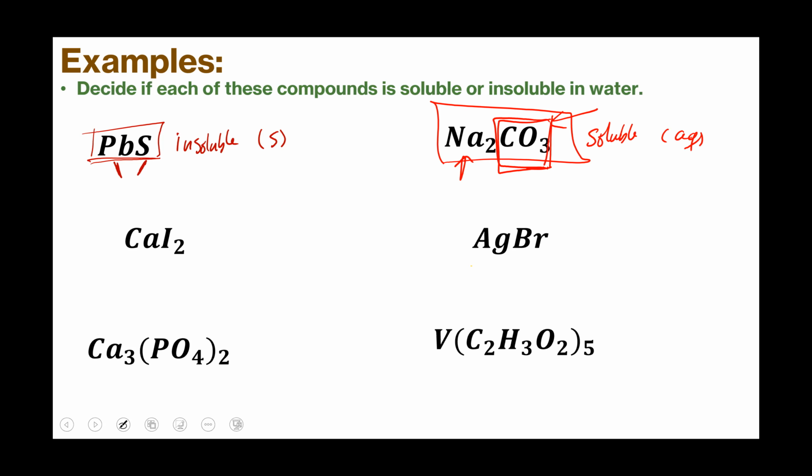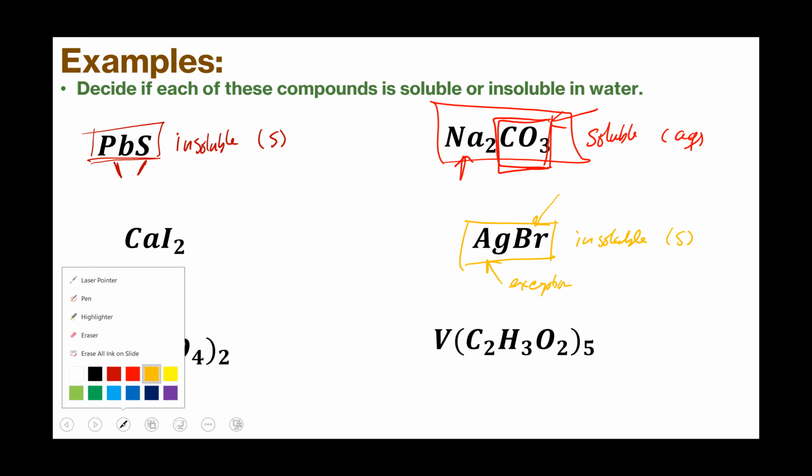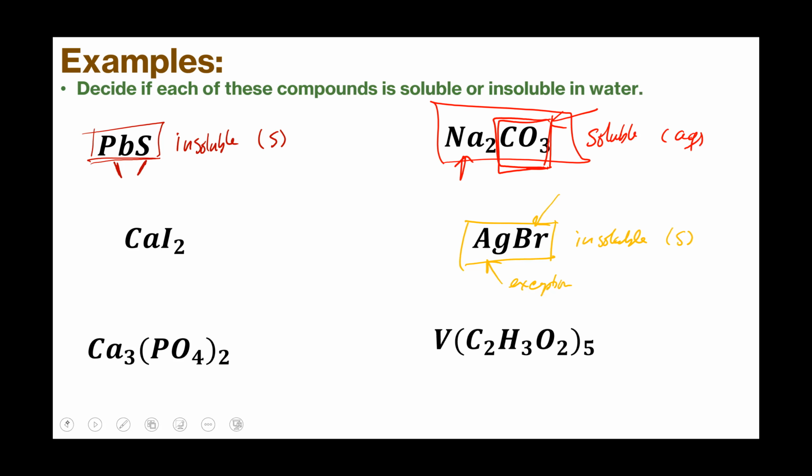If we look at silver bromide, bromides are usually soluble. However, silver is an exception, which means this is insoluble, which is a solid. If we look at calcium iodide, iodides are generally soluble, right? That's our halide rule. Calcium is not an exception for that, and so this is soluble, which is aqueous.